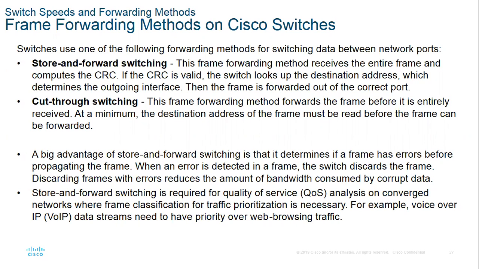If it's valid, which means the calculated CRC is equal to the one within the Ethernet frame, they consider the frame error-free, and they process the frame to forward it to the destination port by checking the forwarding table or the switching table. If it's not valid, they have to drop the frame.